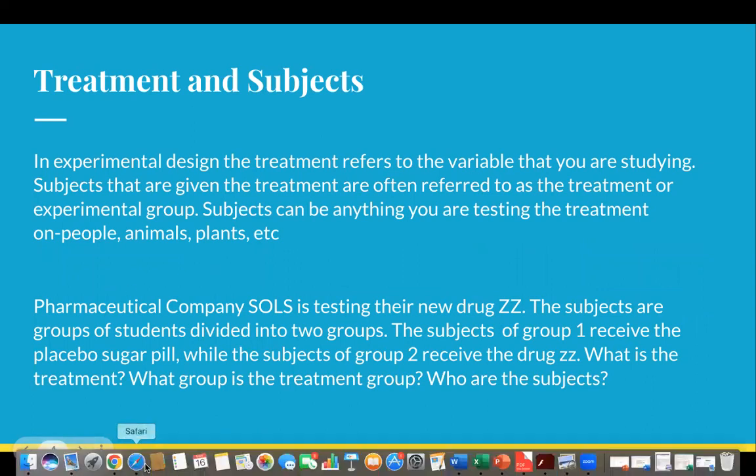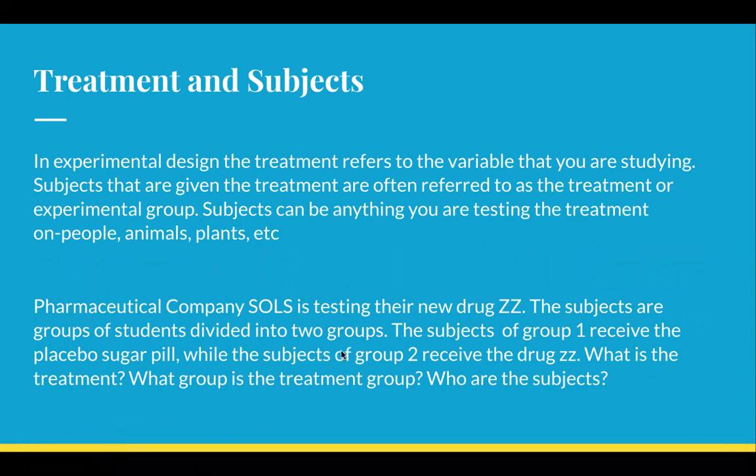I made up a fake pharmaceutical company testing a new drug. The subjects are recruited and then randomly divided into two groups. The subjects of group one receive a placebo sugar pill, while the subjects of group two receive the drug that they're testing. So in this case, the treatment group would be the subjects in group two that are receiving the drug, or in this case, also the treatment. And so group two is the treatment group. And then the subjects would be the random people that were recruited by this pharmaceutical company to be a part of their drug trial.